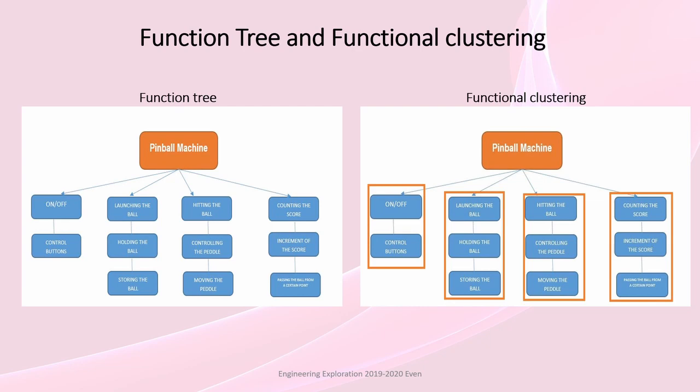So here is our functional tree and functional clustering. Functional tree. For our pinball machine, we have considered 4 functions: turning the game on and off, launching the ball, hitting the ball and counting the score. Turning the game on and off is our main function, and it is done by controlling the buttons. Control buttons are a sub-function.